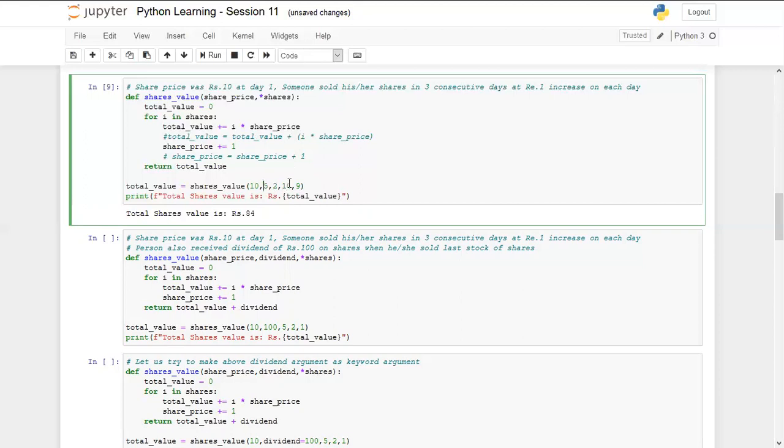So 26 shares were sold over 4 consecutive days, and each day the share price increased by rupees 1. So let's check the answer now. You can see that 309 is the answer, from selling these different shares on 4 consecutive days on a base share price of 10, which increased each day by rupees 1.